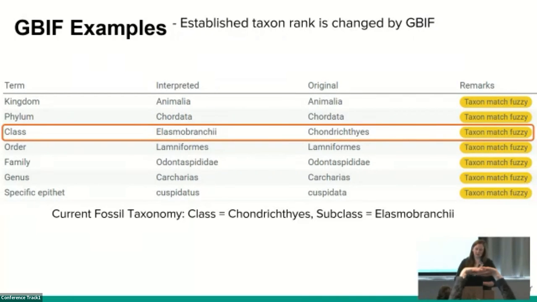So in this case, the record contained, I'm not a taxonomist, I apologize for pronunciation, Chondrichthyes in the original data as the class, and that was replaced as Elasmobranchii in the interpreted data. Within the fossil taxonomy, the original is correct, and Elasmobranchii is considered a subclass. So this is a case where it's a little uncertain if that change is desirable or not.